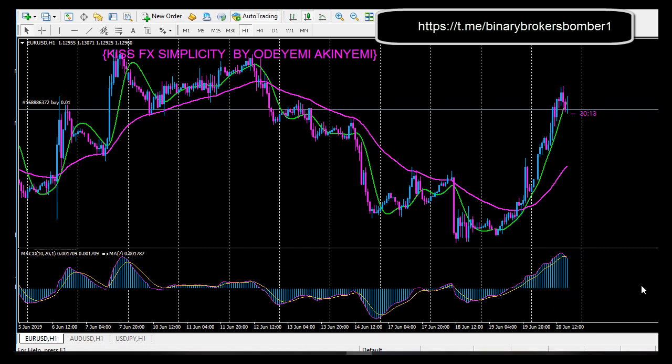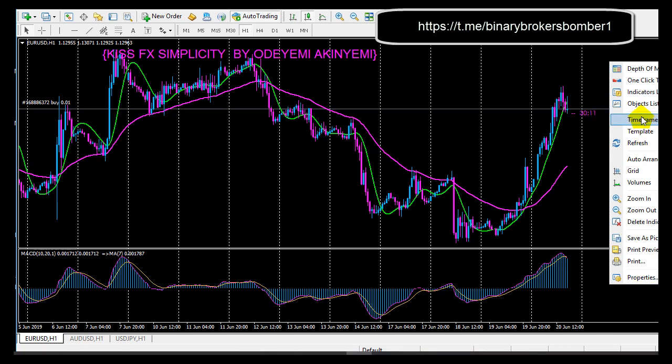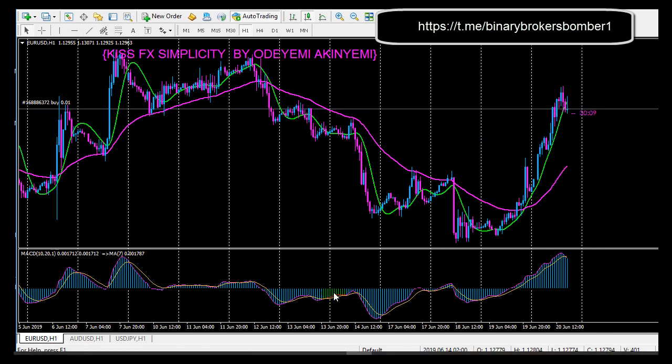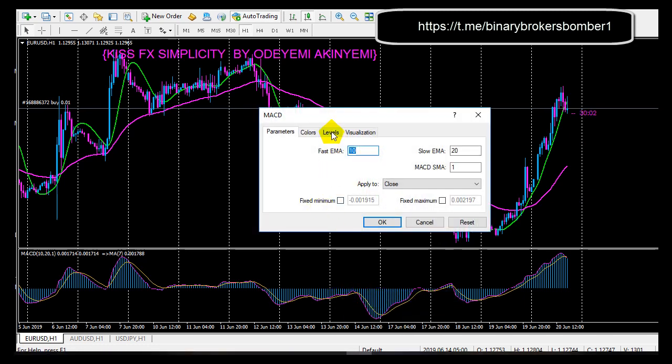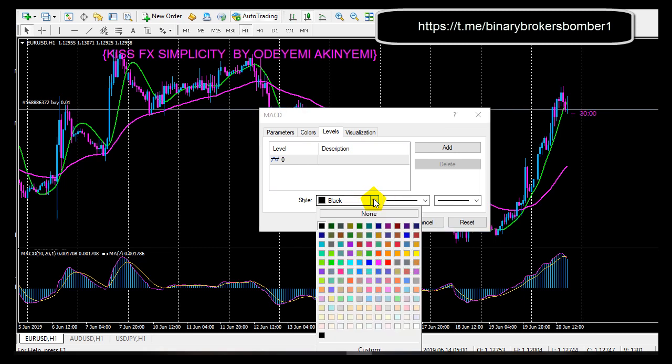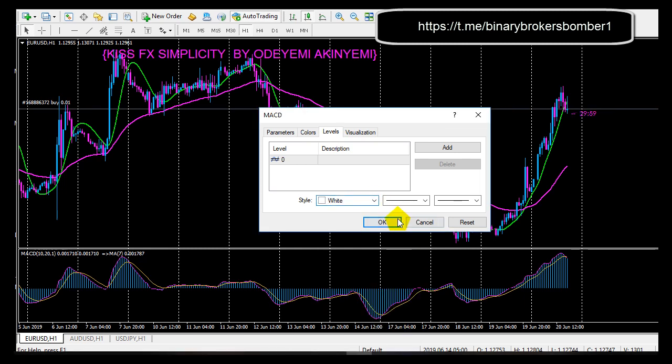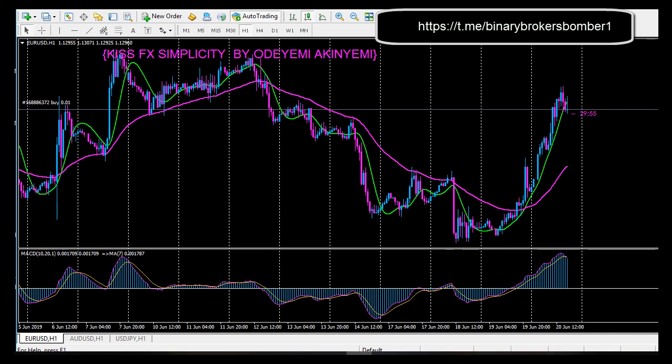This is the zero line. Let me quickly show you something. Right click, properties, levels, put it to white. You can see that this white here is the zero line. You can see the MACD is above zero. So when the MACD is strongly above zero, you can see it is very strongly above zero.